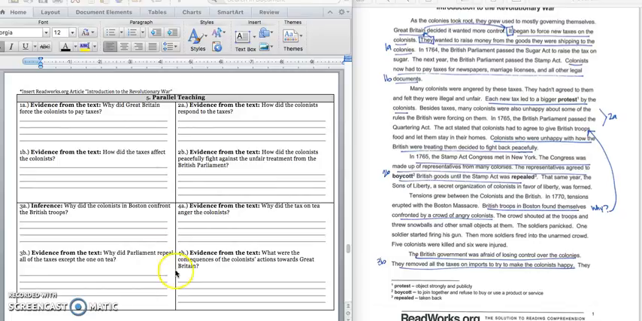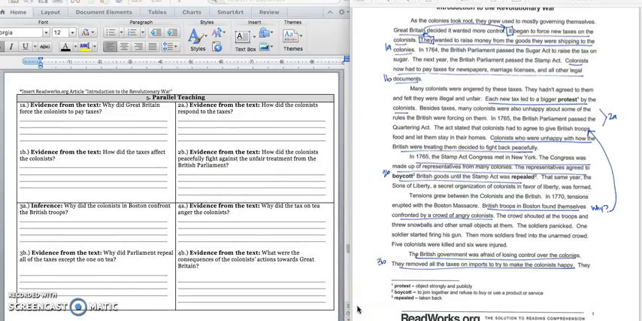It says, why did Parliament repeal all of the taxes except the one on tea? And if we go down to the bottom of the first page, it says, the British government was afraid of losing control over the colonies, which is why they removed all the taxes except the one on tea. So in 3B, we would write, the British government was afraid of losing control over the colonies. Press pause to write down your answer and play when you're ready to keep reading.